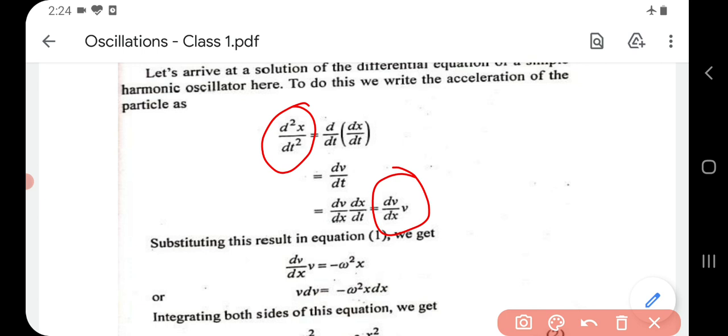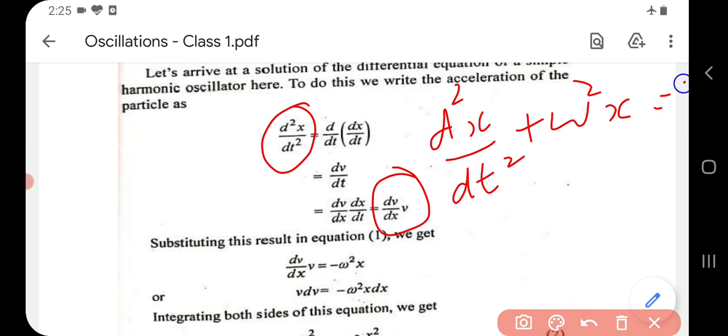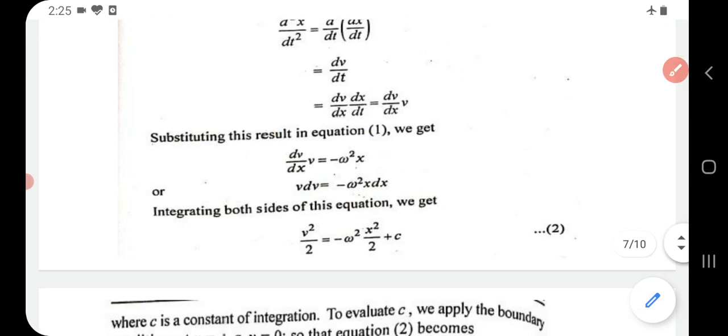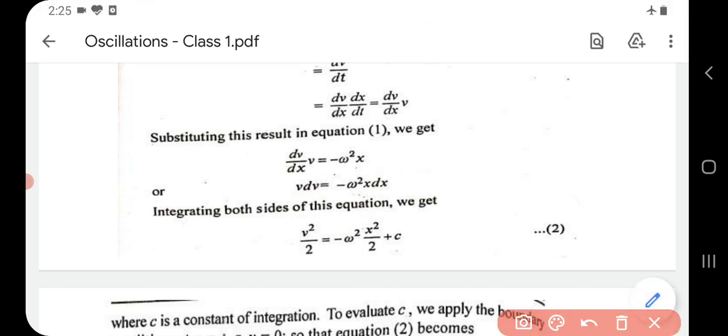Now just substitute this expression in your equation 1. What is your equation 1? d square x by dt square plus omega square x equal to 0, right? So in place of this d square x by dt square, you use this one. So you will get dv by dx, v is equal to minus omega square x. It is very easy to follow, right? Now next, just rearrange: v dv is kept here, dx is taken to the RHS. So you will have v dv is equal to minus omega square x dx.